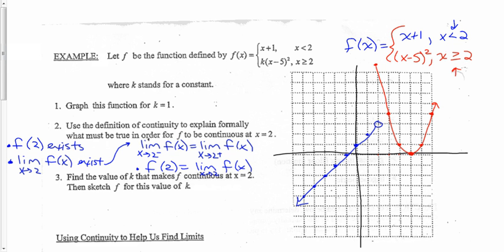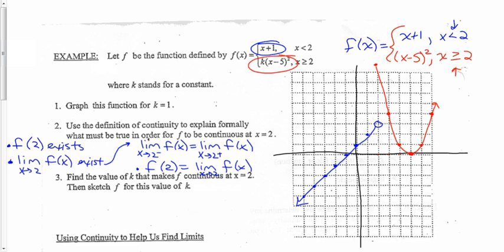So when I look at my graph, this is not a continuous function because my blue line doesn't actually connect with my red parabola. So what we need to do is figure out what k needs to be so that that happens. I need to make sure that the blue x plus 1 is going to actually touch the red parabola, and I get to pick the k to make that happen.